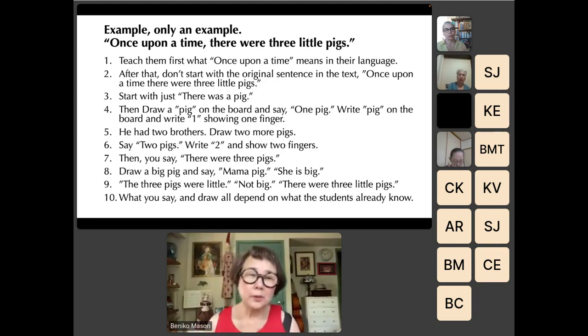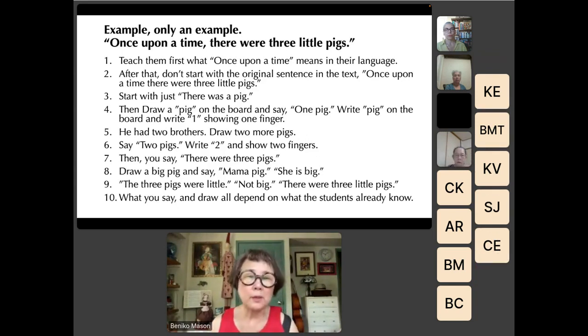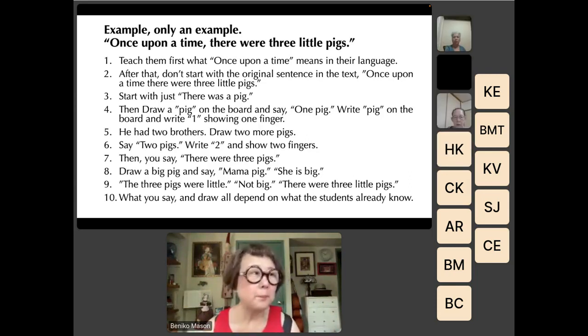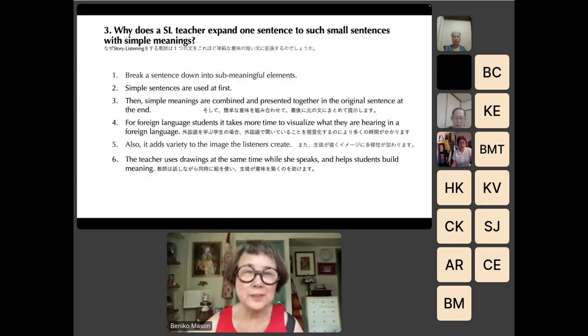Okay. So number 10: what you say and draw all depend on what the students already know. So I'm just hoping, I already know that the students know words like brother and mama and big. If they didn't know, we have to go to a different strategy to let them understand what big and small and mama and brothers mean. Okay. Let's go to the next one.